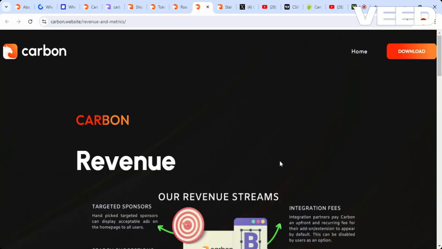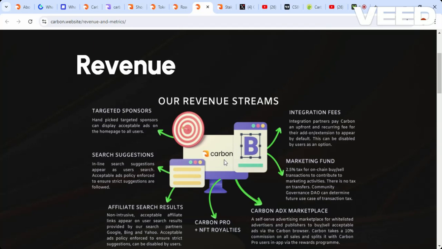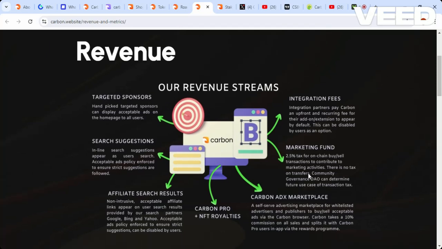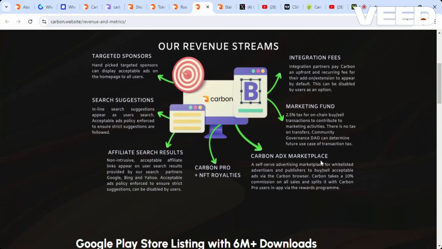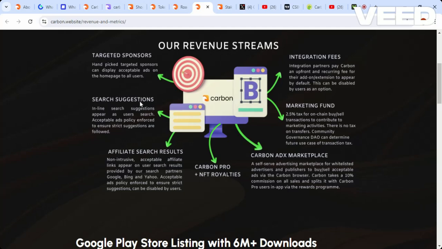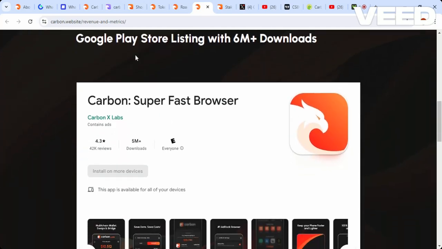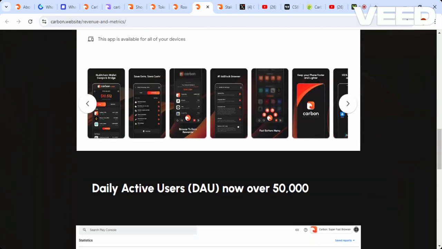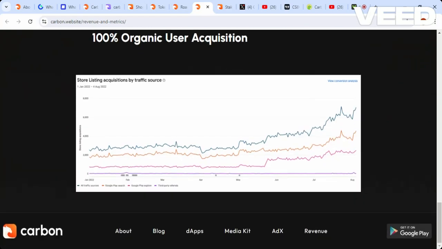So what is the revenue stream of this? We have targeted sponsors, integrated fees, marketing fund, we have Carbon browser ad marketplace, we have Carbon Pro and NFT royalties. So you subscribe for Carbon Pro, we have affiliate rewards, and then we have search suggestions. You can see this Carbon browser is available on iOS and also available on this.